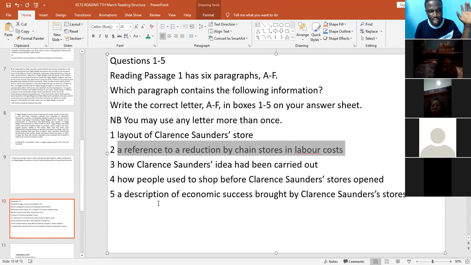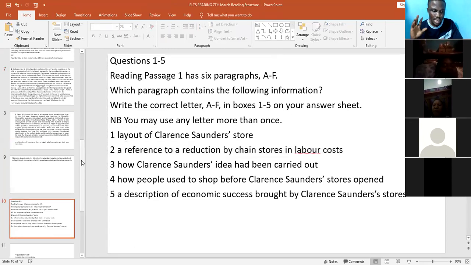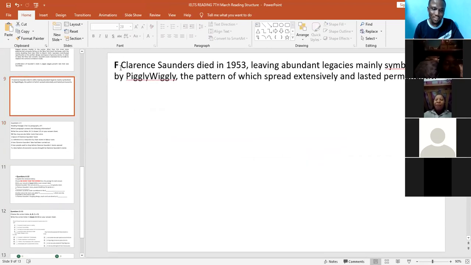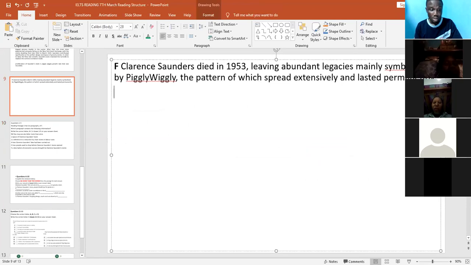Though we are not picking the answer, because I don't want us to be in a rat race and so entangled with wanting to find the answer without understanding how to read effectively. Now I'll go into other questions from the paragraph we have read. There's one more paragraph, a very short one. This is F. Sanders died, the son died in 1953, leaving an abundant legacy, mainly symbolized by Piggly Wiggly, a pattern of which spread extensively. So this one, F, I would say F is the death of Saunders and his legacy.